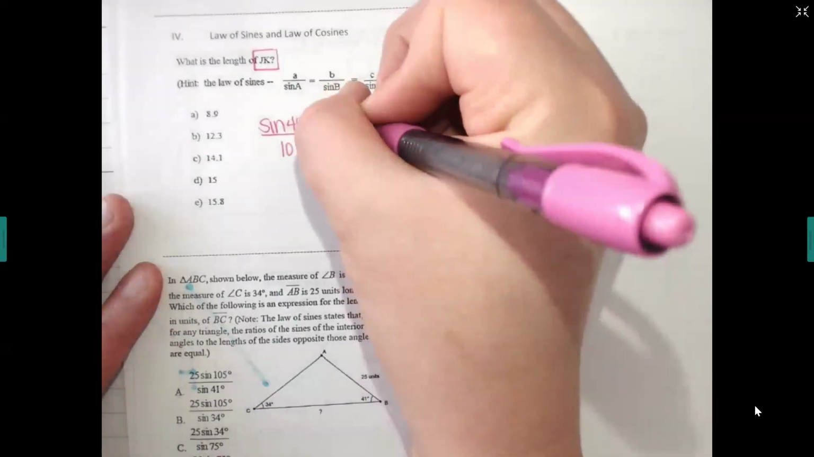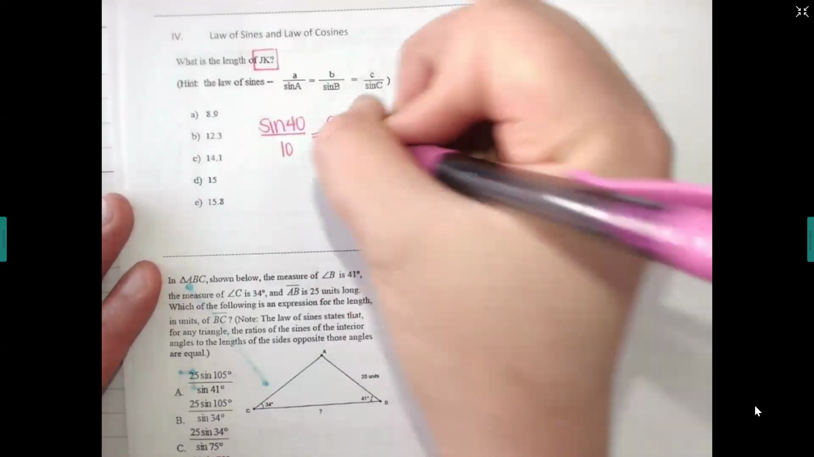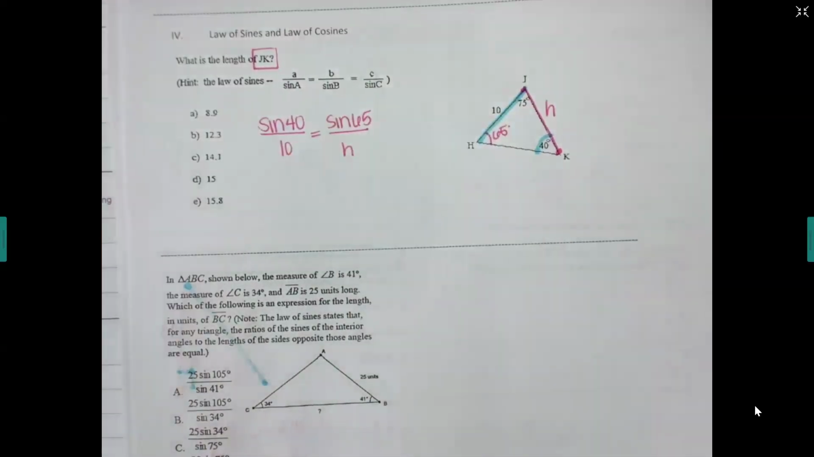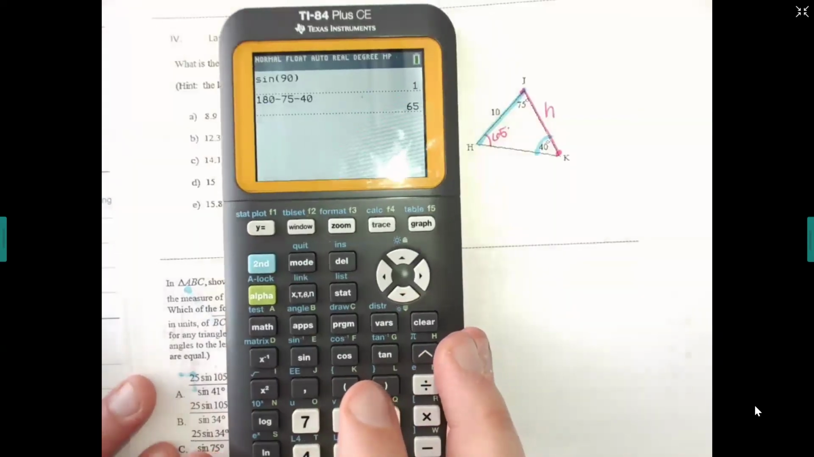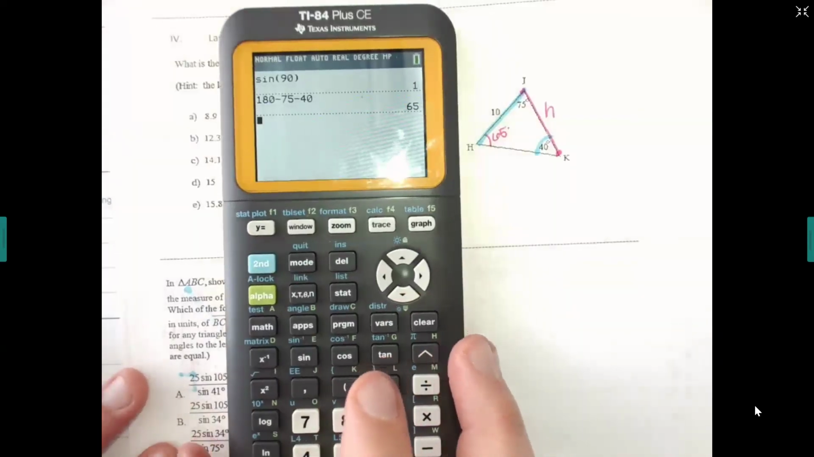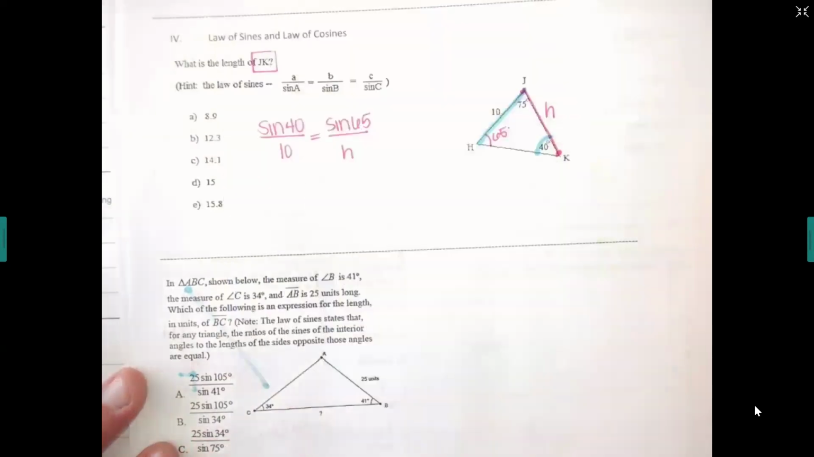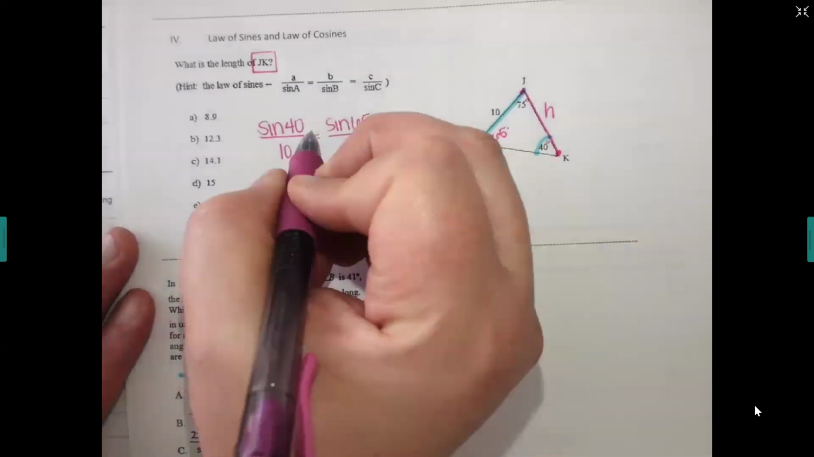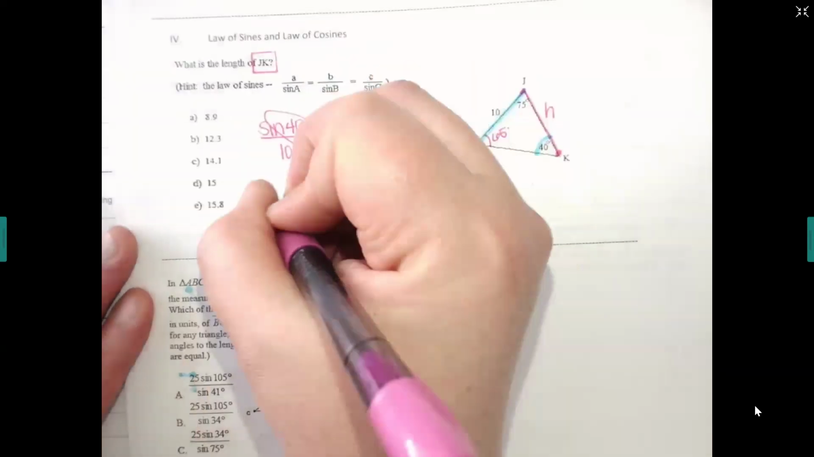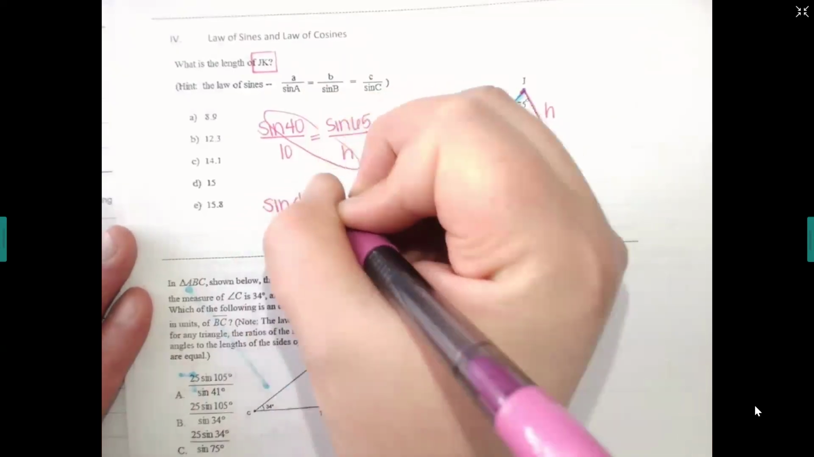So I'll do sine 65 over h. Okay, but remember, big H and little h have to go together. Big K and 10, which would be little k, have to go together. Yes, ma'am. Did I type it in wrong? 180 minus 75 minus 40? Yeah. Oh, okay. No worries. So then from there, sine 40 times h is going to be sine 40 times h.